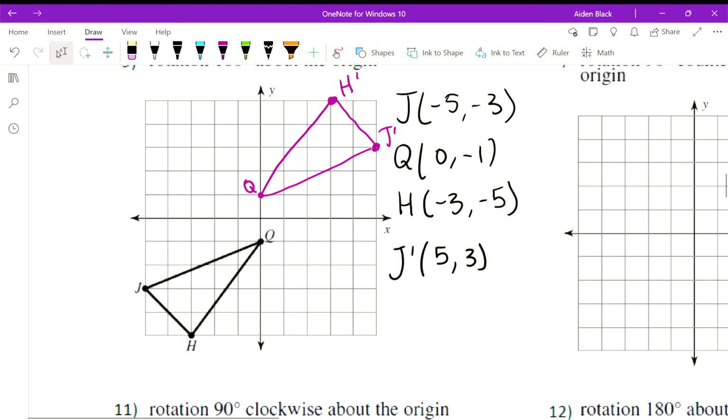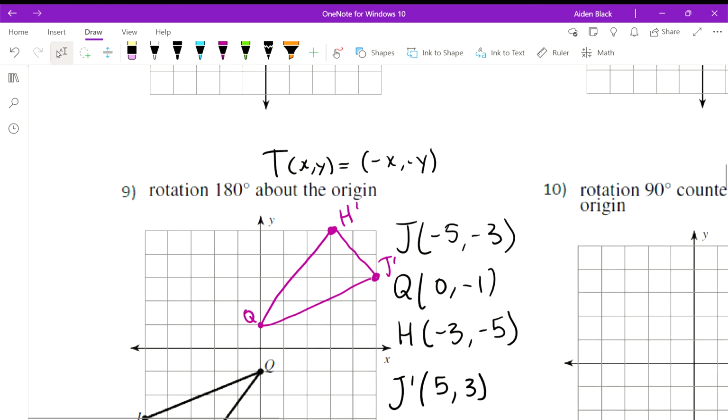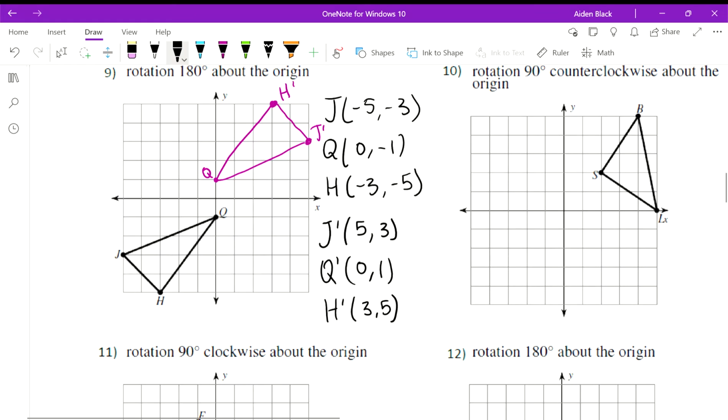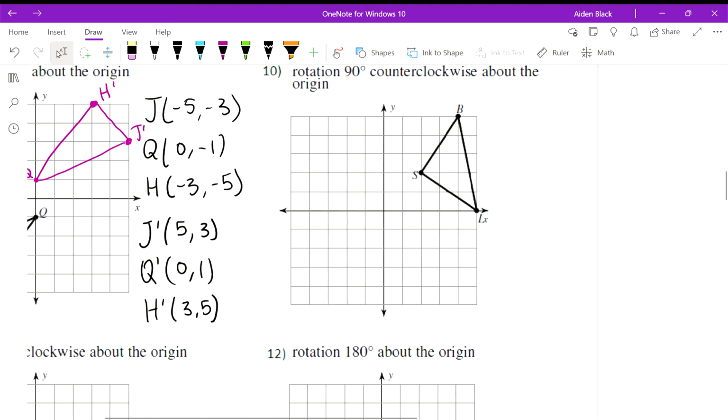Q prime, change the signs. Negative 0 is just 0. Negative negative 1 is just 1, right? And then H prime is 3, 5. We're just changing the signs for that one. Okay, those are our values. That works out. There's our 180 degree rotation about the origin.